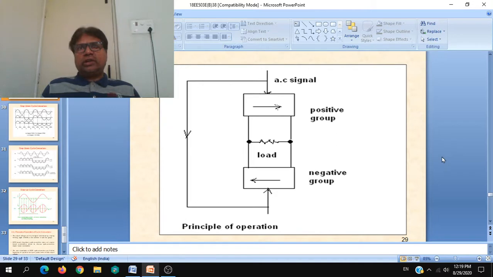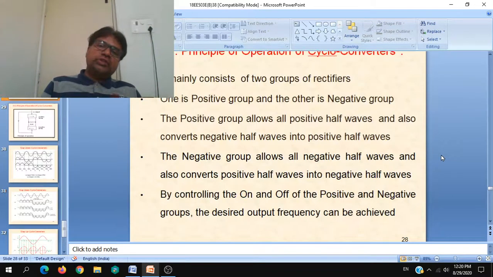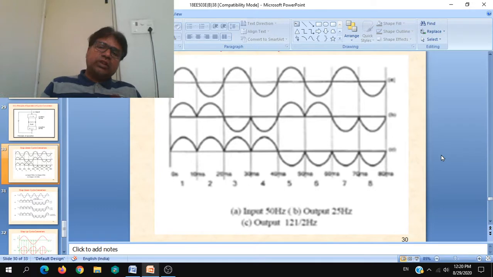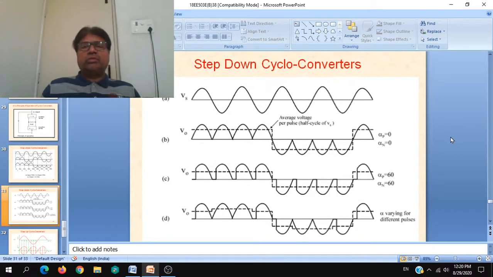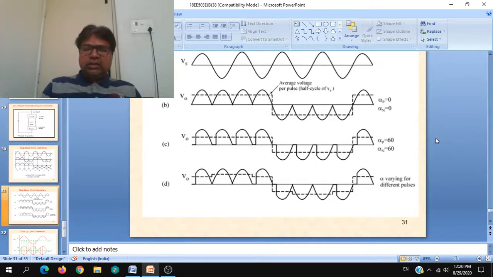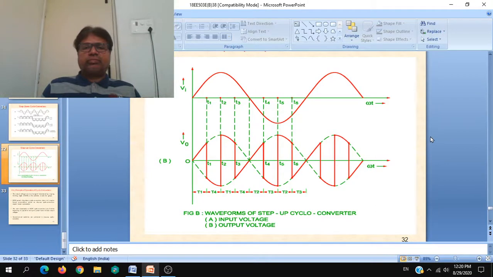And there will not be any turn off times in this case. Continuous half cycles will be entering the load. So if you want only positive half cycles continuously for two half cycles or three or four half cycles to increase or decrease the frequency, you will use the positive group. Likewise, if you want only the negative group, you can do that also. That is how the frequency will be changed. This was the concept which we have discussed for step down and step up cycloconverters.